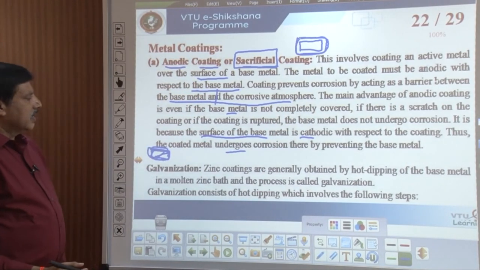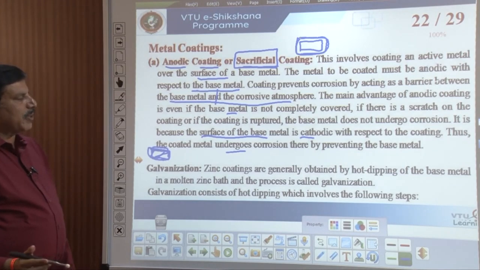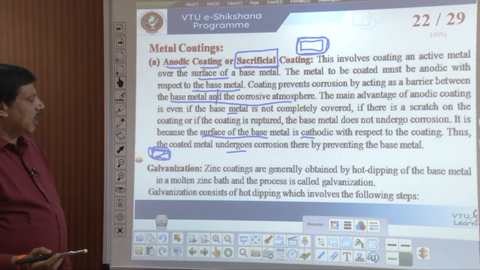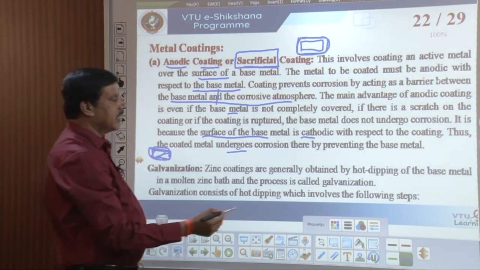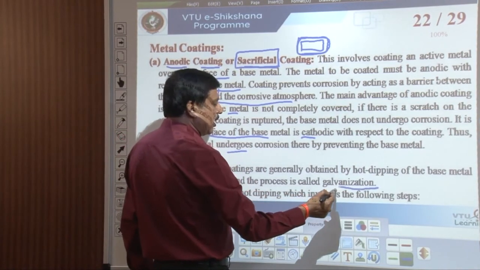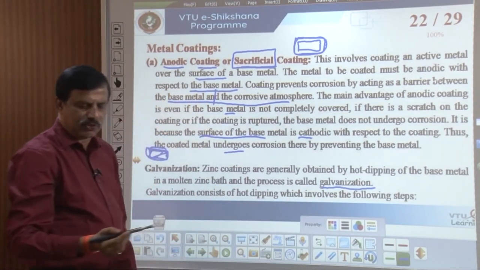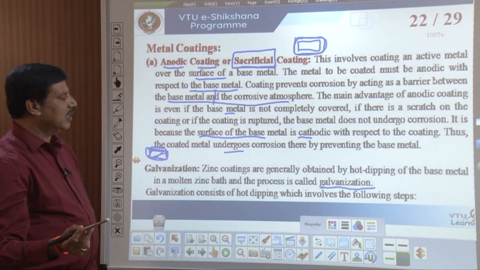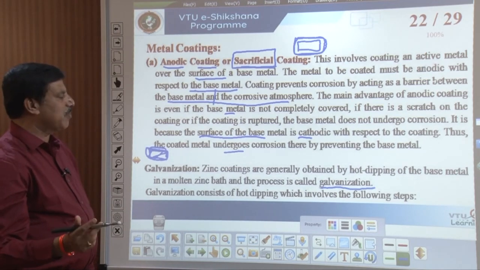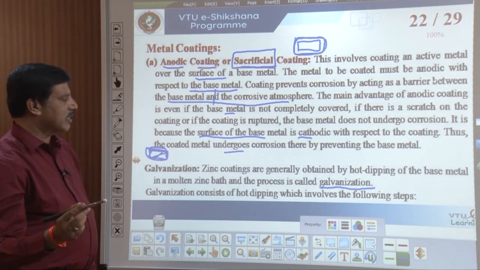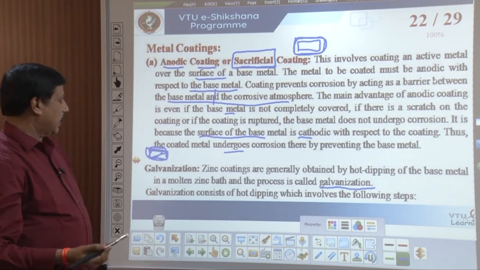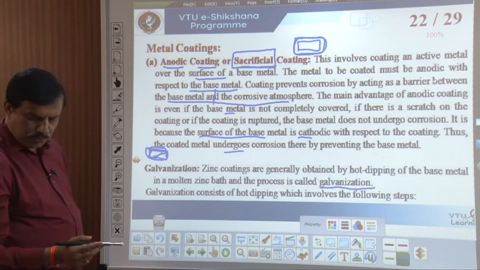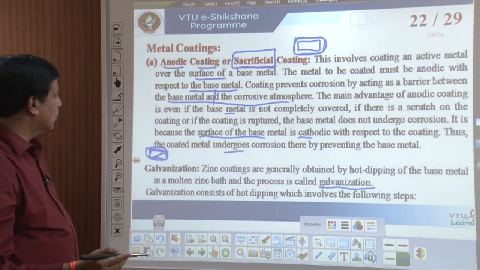Galvanization: zinc coatings are generally obtained by hot dipping of the base metal in a molten zinc bath, and the process is called galvanization. When people use pipes for irrigation or pumping water, they must be galvanized pipes only. Otherwise, the metals are going to be corroded. Galvanization consists of hot dipping, which involves the following steps. There are about five or six steps.